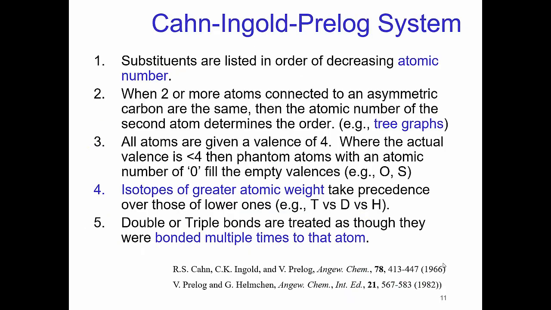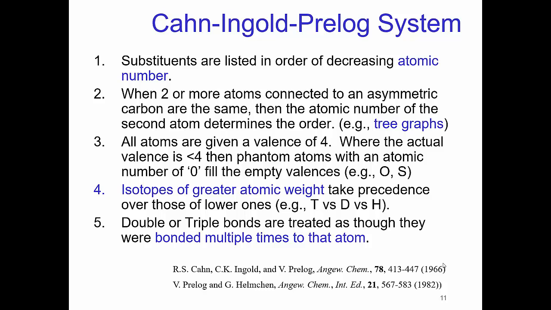Now, the Cahn-Ingold-Prelog system has more than just these 5 rules. It's a longer list. But in order to determine the particular R/S configuration, we go through these rules until we get to the point where we can actually determine the configuration. What these additional rules are, as we go down the list, are to take care of ambiguities where we have not yet determined which group has priority over another.